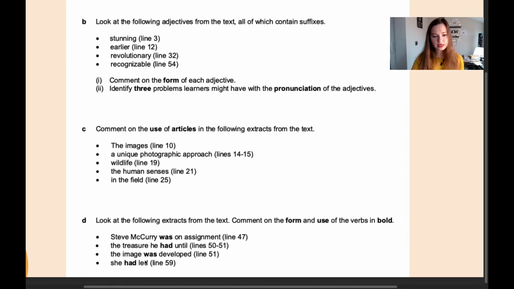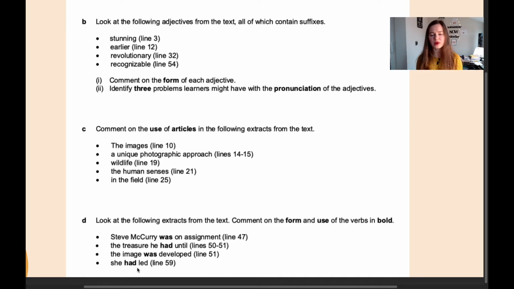and it is used to narrate a series of actions in the past. And finally, she had led. It is past simple form. It is an auxiliary verb and it is a part of past perfect. But we can't say past perfect, it's not enough. We need to say it is a part of past perfect simple. That will be more specific and you will get the mark for that.